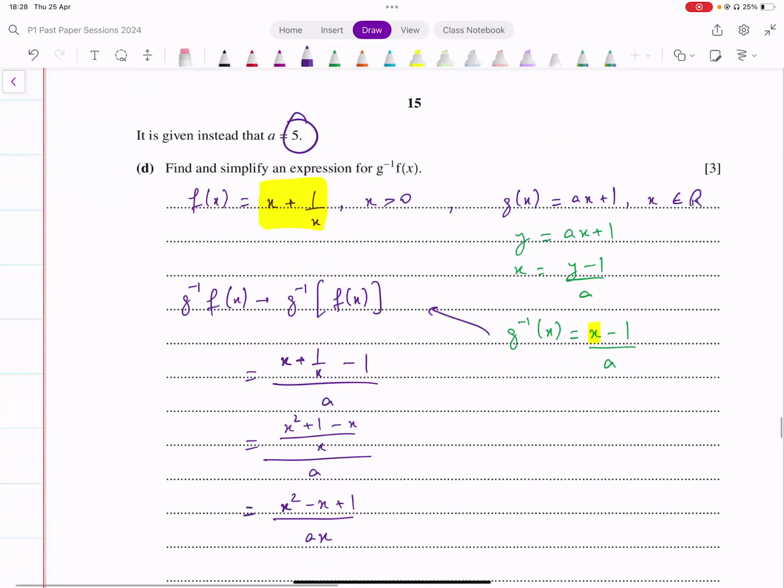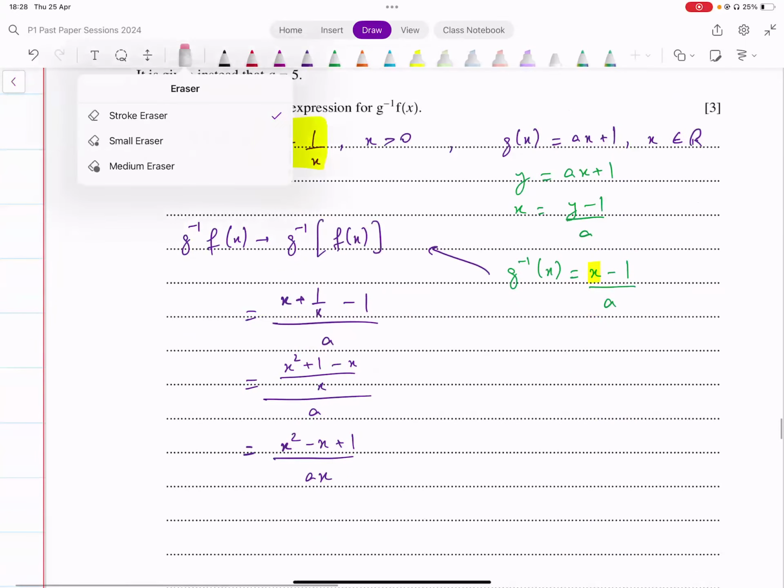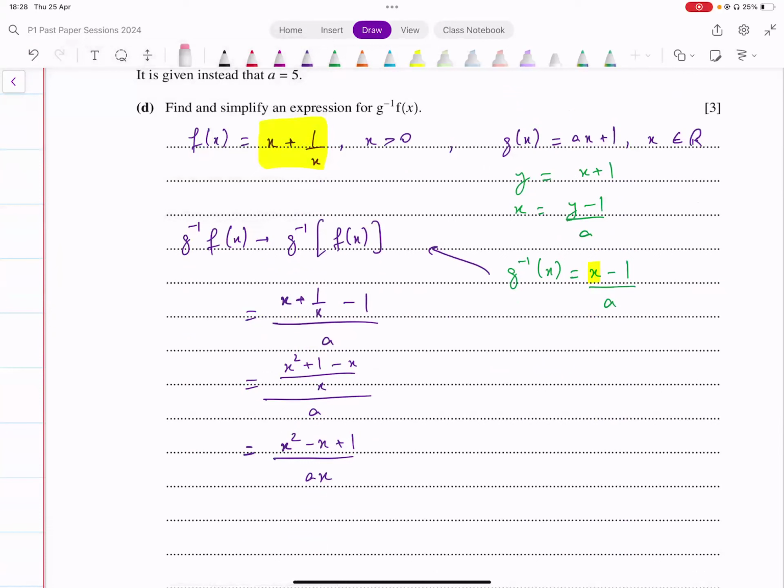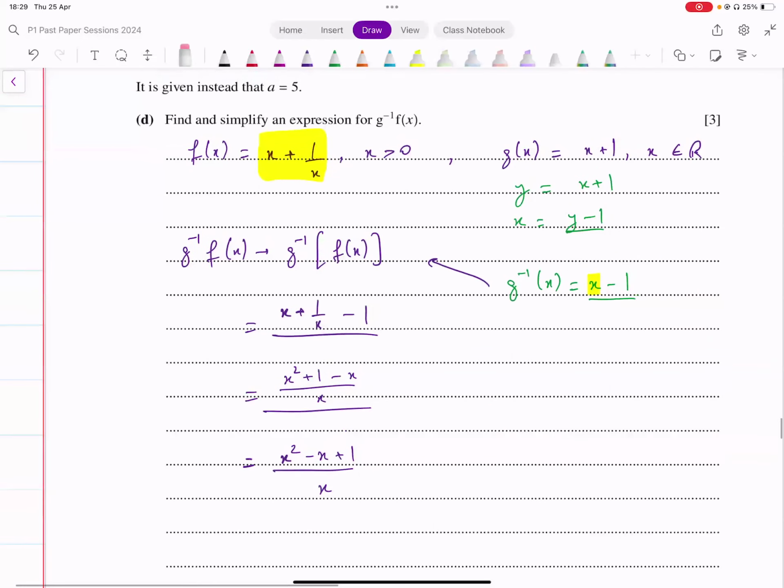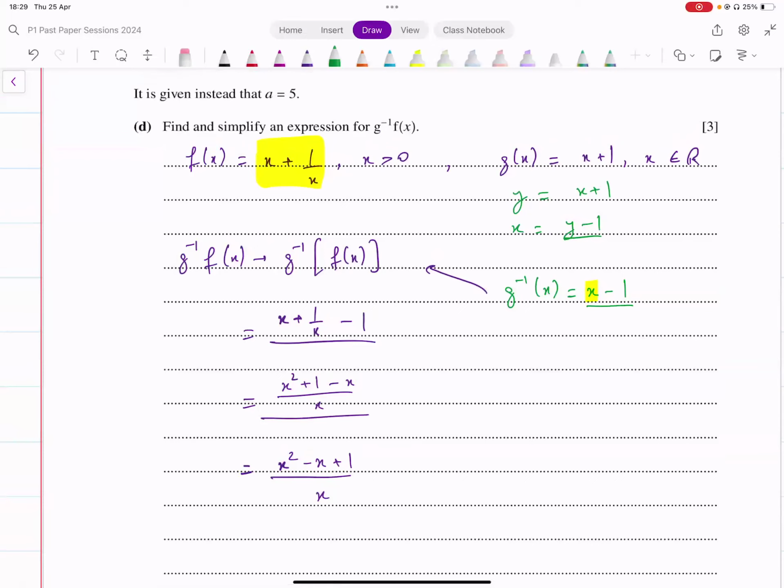In fact, we have this value of a given as well. Let's use that here, because the value of a was given to be 5. So in place of a, you can put 5 here. This is 5, and in the denominator you have 5 times x, and that's your final result. g inverse of f of x is what it turns out to be.